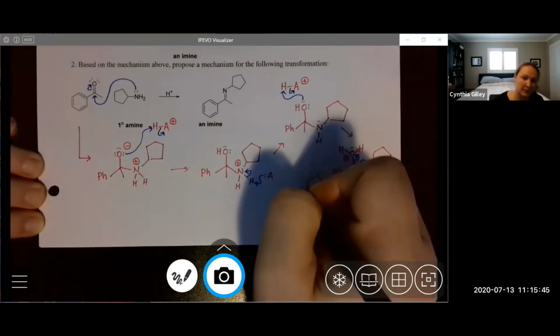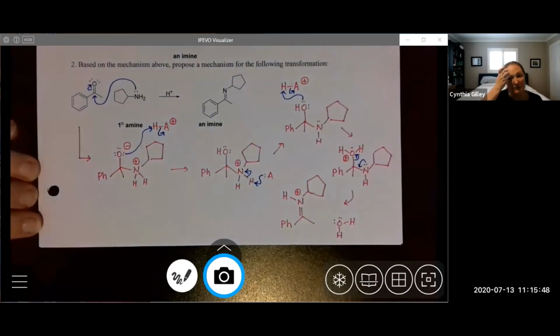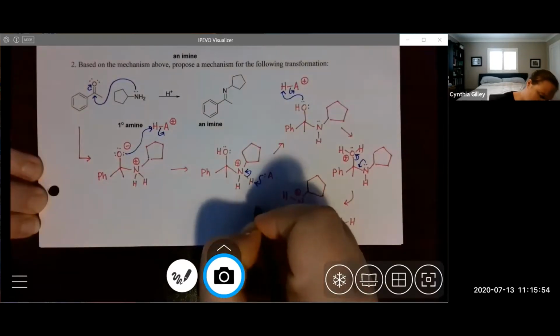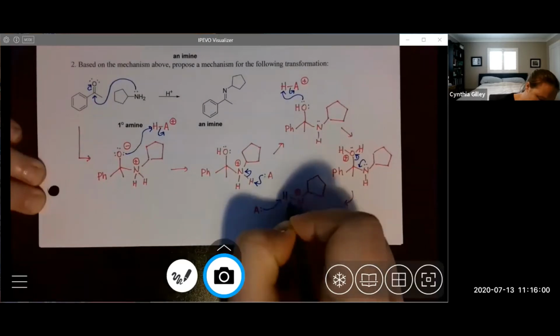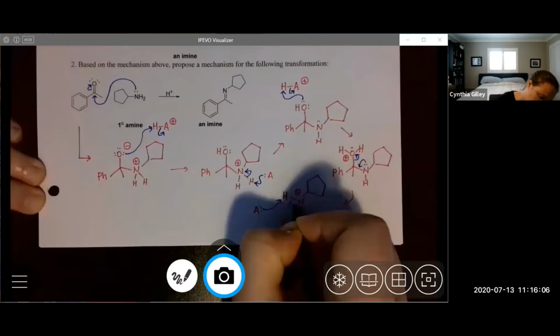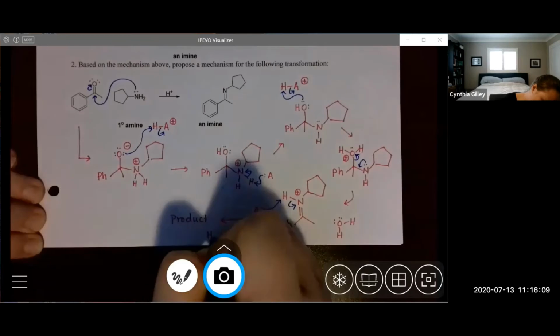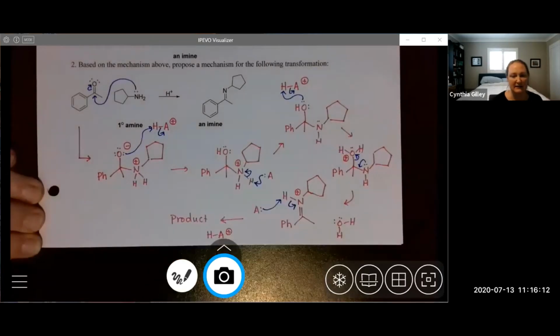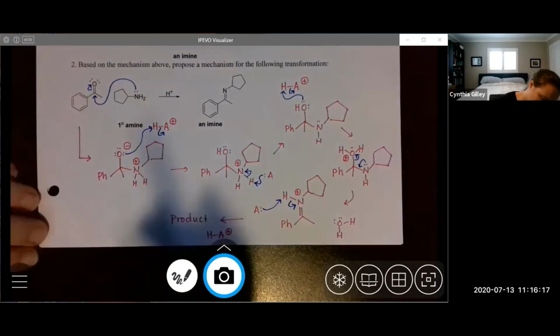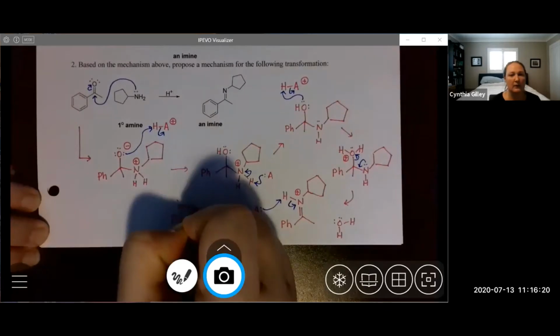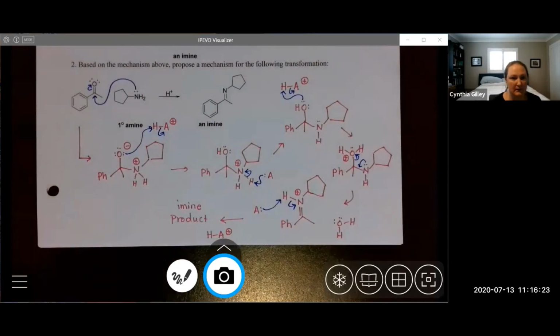Initially, we get the protonated imine, and then we need to go ahead and deprotonate that. So we'll take some generic base A here to deprotonate that, and that will produce the product and regenerate some of the generic acid. Any questions on that mechanism before we move on?